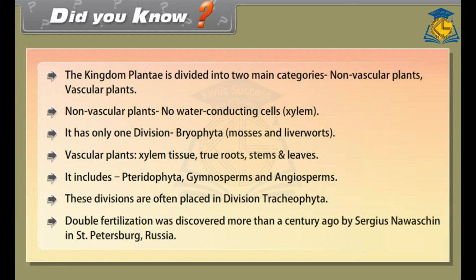Double fertilization was discovered more than a century ago by Sergius Nawaschin in St. Petersburg, Russia.